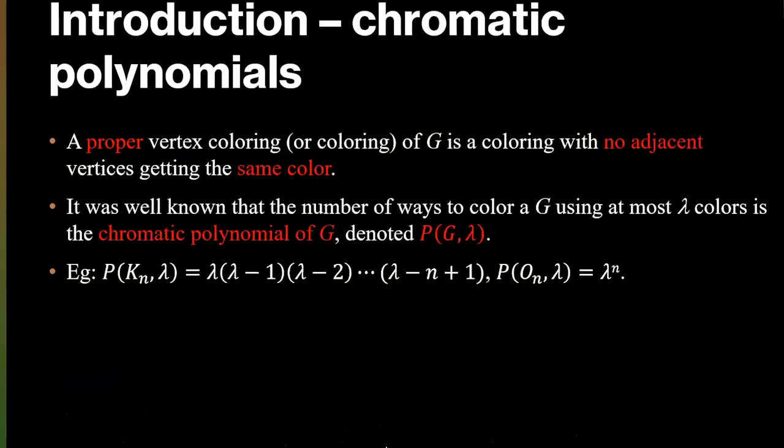Before I go further, let me talk a little bit about chromatic polynomials. We say a proper vertex coloring of a graph G. A vertex coloring is proper if we have no adjacent vertices getting the same color. So if we want to color the vertices of a graph G using at most lambda colors, then the number of ways is the chromatic polynomial. And again, finding the chromatic polynomial of complete graph and empty graph is just a simple process.